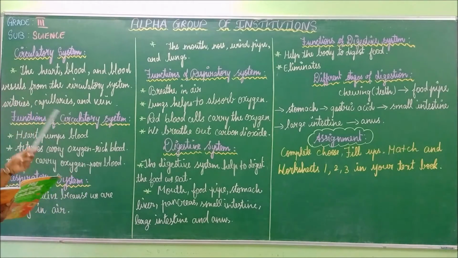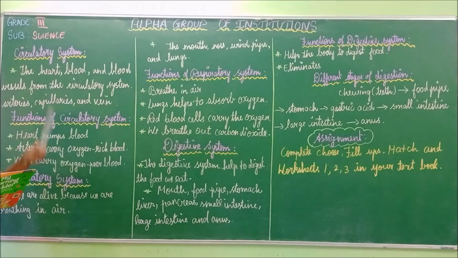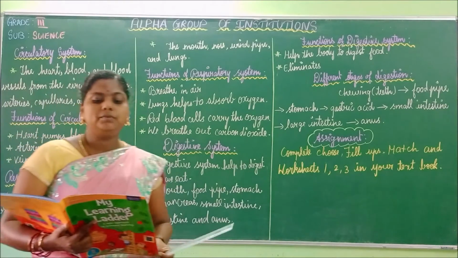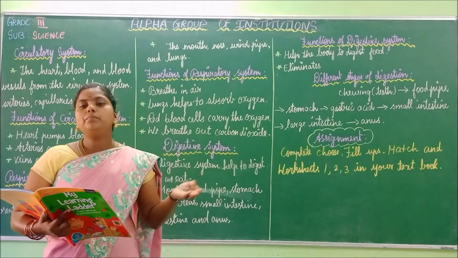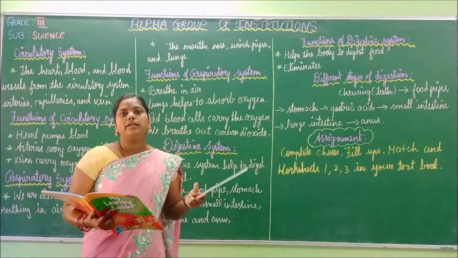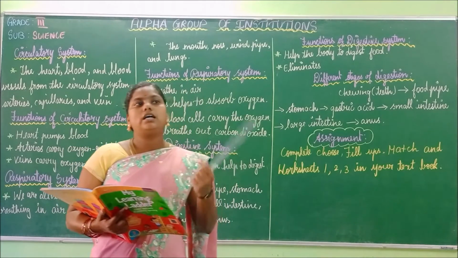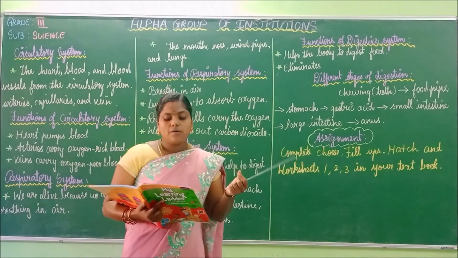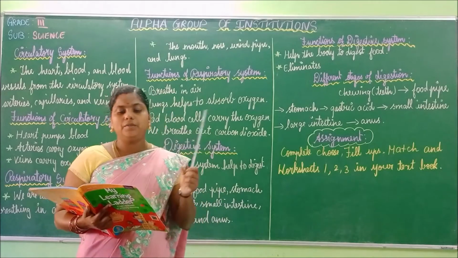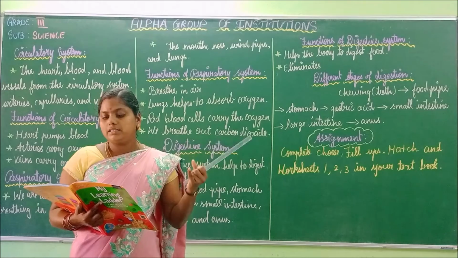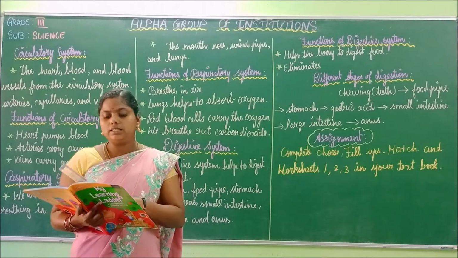So children, the next one is the circulatory system. The heart, blood and blood vessels. Blood vessels means arteries and veins. They form the circulatory system.